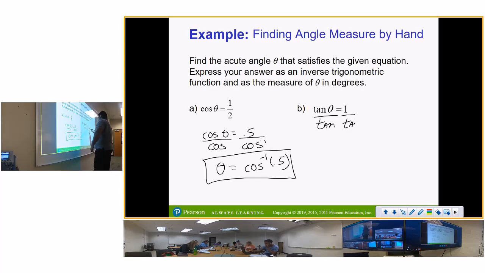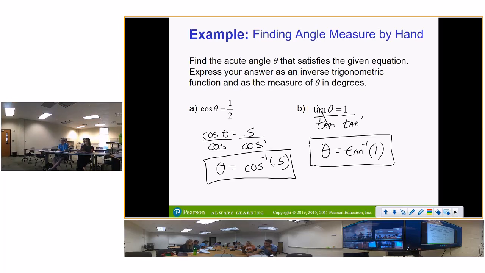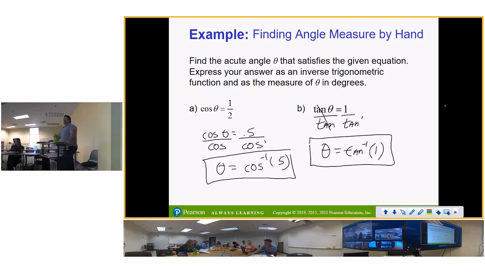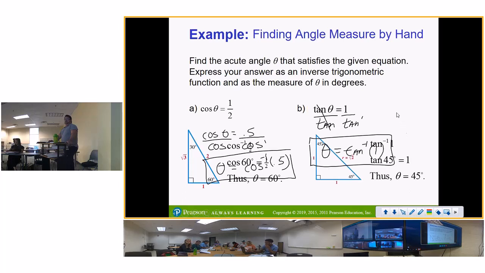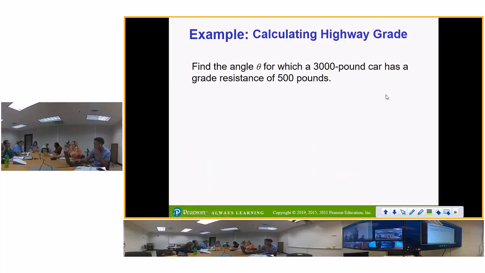Divide by tangent. That's to the first power. Theta is equal to tangent to the negative 1, because I brought it upstairs, of 1. And, of course, those are calculator drills also. And, of course, they'll go ahead and check your answers. You can do it either way, by hand or whatever.